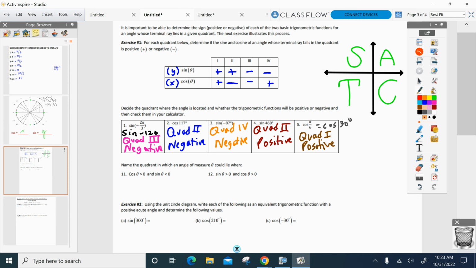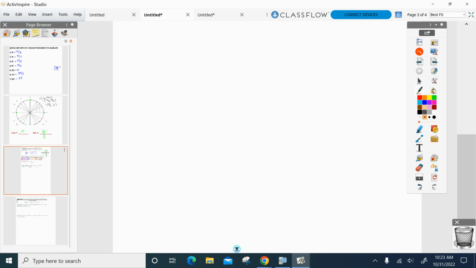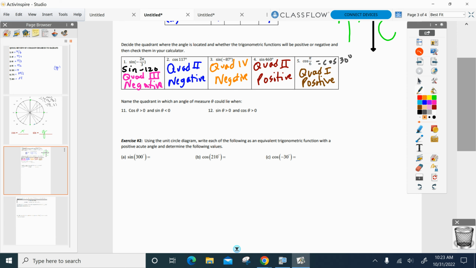Any issues? Now you can't use your calculator to tell me if it's positive or negative coming up. Won't help you. Name the quadrant you're in. This is the goal here. If cosine is greater than 0, that's just a fancy way of saying positive. At the same time, sine is less than 0, a fancy way of saying negative.